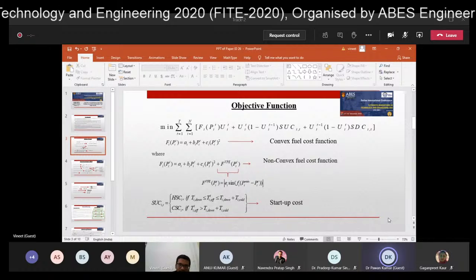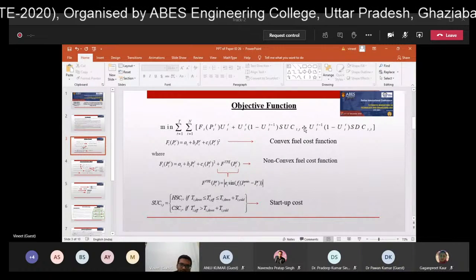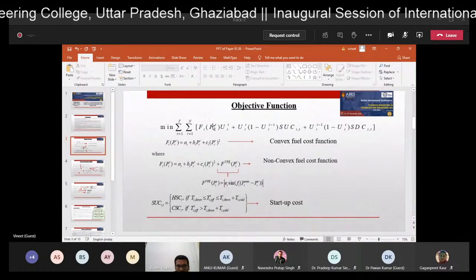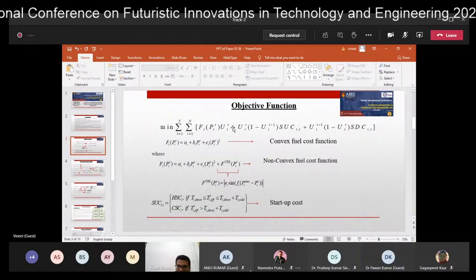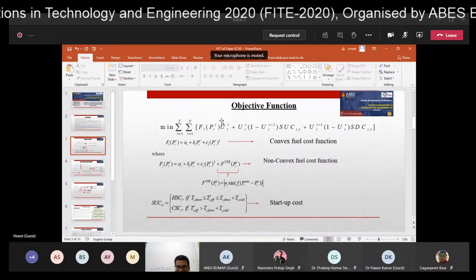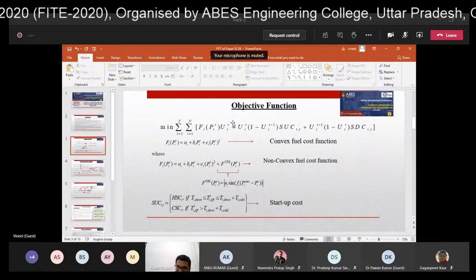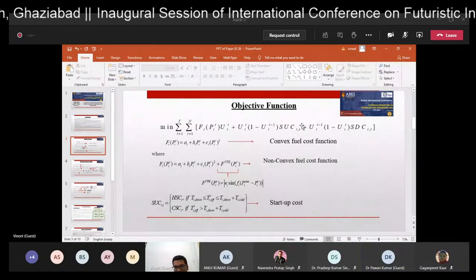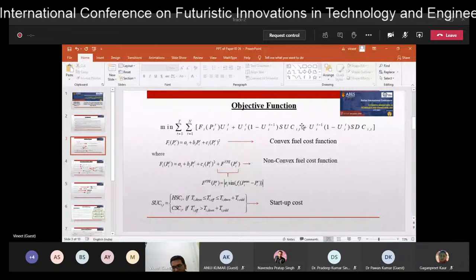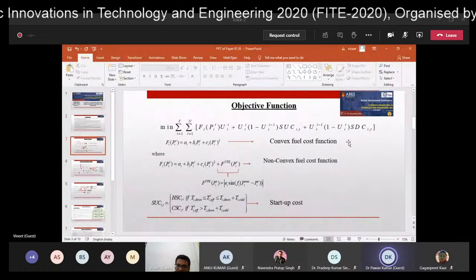So the main equation first is this one, the objective function, where Fi(Pit) is the cost of the thermal generators, and Uit is the binary status. When the unit is on, the status is 1, and when the unit is off, the status is 0. And here SUC is the total startup cost, and SDC is the shutdown cost.